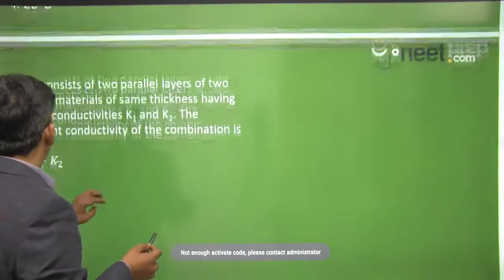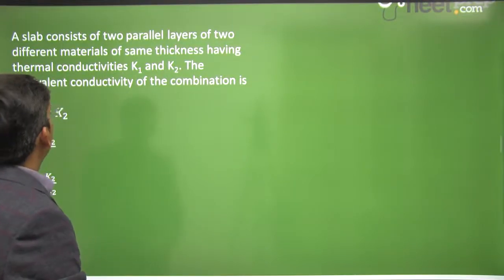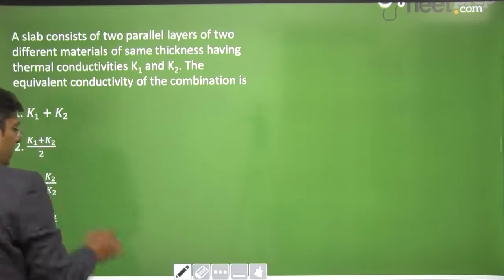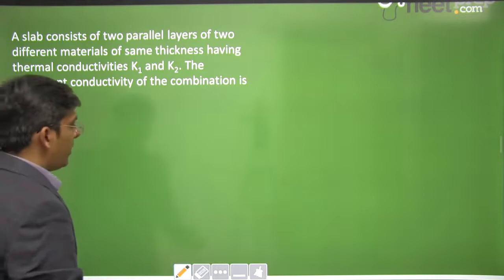Now let us move on to the next question. A slab consists of two parallel layers. In case of parallel layers, the equivalent thermal conductivity is (K1 plus K2) by 2, right? This is (K1 plus K2) by 2.